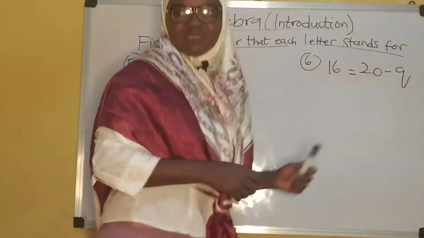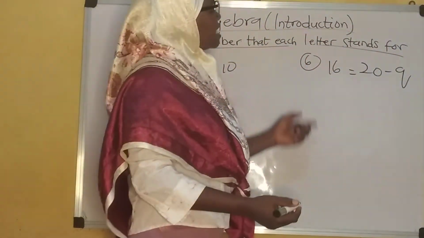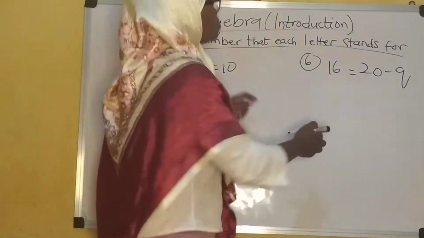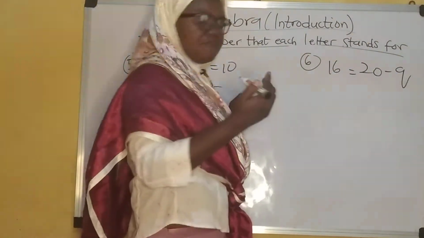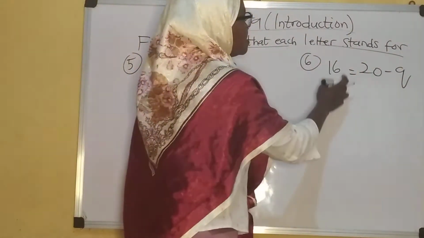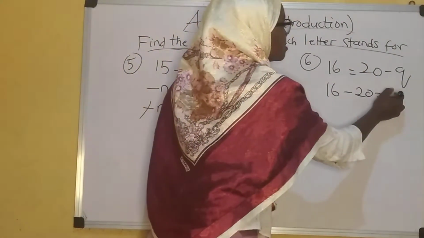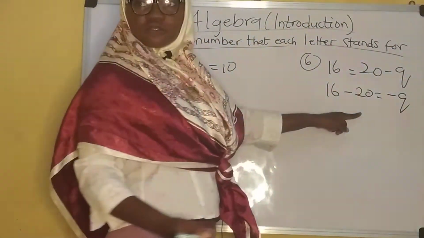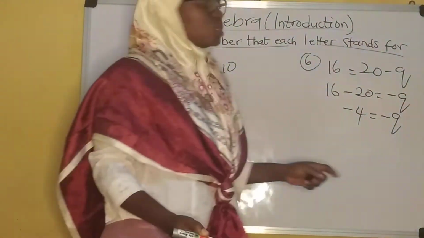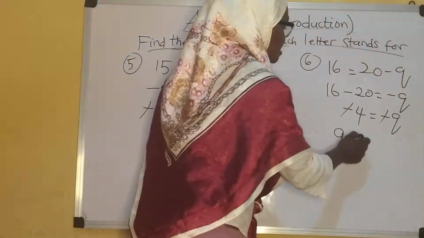All right, now let's look at this last example. I have 16 equals 20 minus q. Now the idea is for us to, as much as possible, move our unknown value to one side and the other numbers on the other side. So if I rearrange to make it easier for me, I can say 16, then my 20 comes to this side to turn into minus 20, equals minus q. Now 16 minus 20 is minus 4, equals minus q. So the negative signs will negate each other, and my q is now equal to 4.